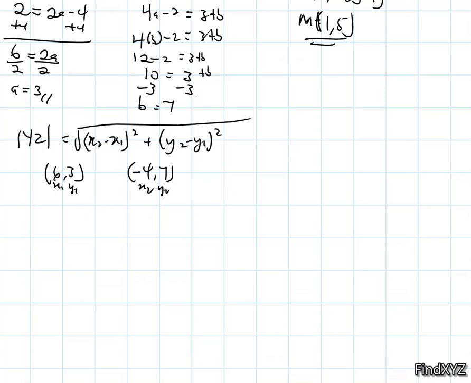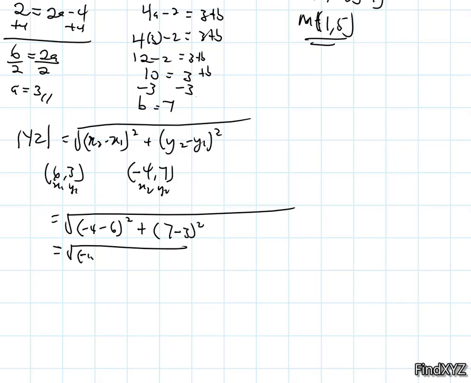Now let's substitute our points. X first. So x2, start from this side and move to this side: negative 4 minus 6 all squared, plus, then let's move to the y, which is 7 minus 3 all squared. This will give us negative 10 all squared plus 4 all squared. Negative 10 squared, every squared number is a positive number. This will give us 100 plus 16, which will give us root of 116.